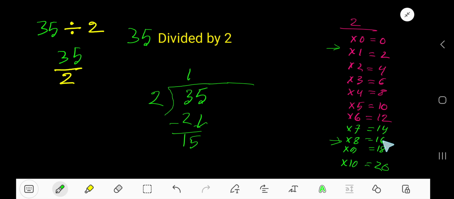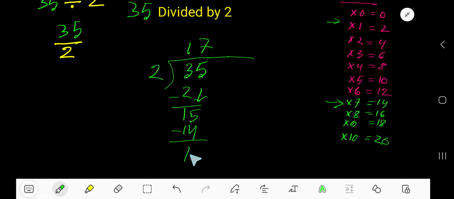7 times is what you have to consider, since 8 times 2 is 16, which is greater. 7 times 2 is 14, subtract, 1, so your answer is 17, remainder 1.